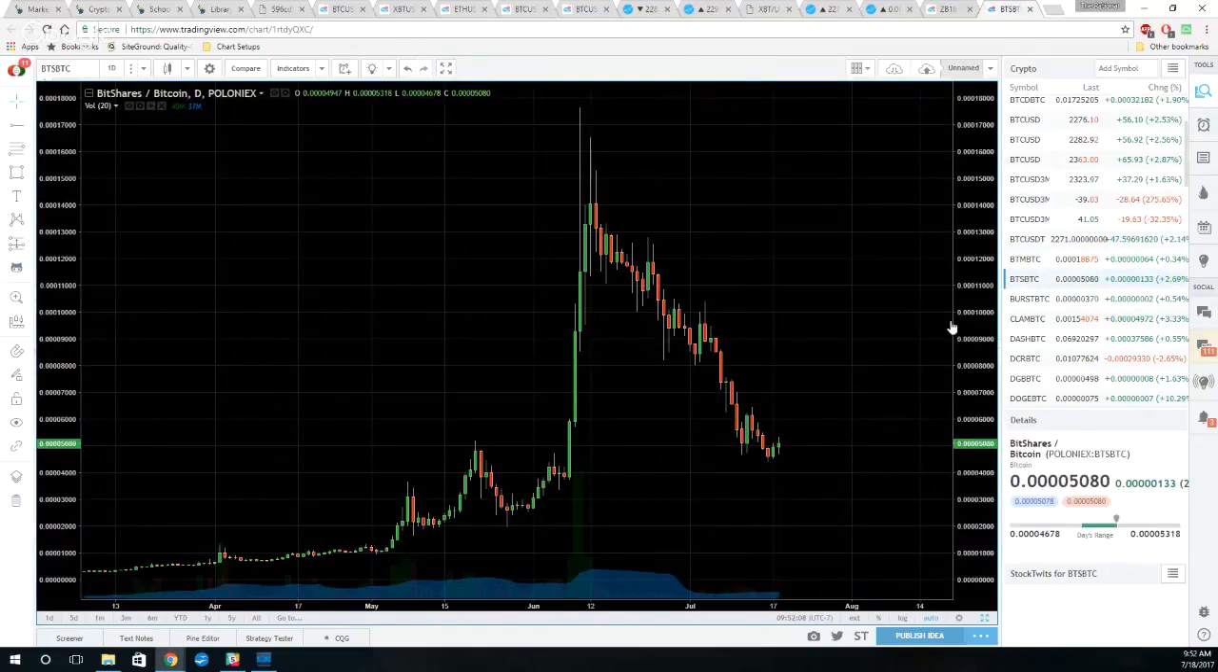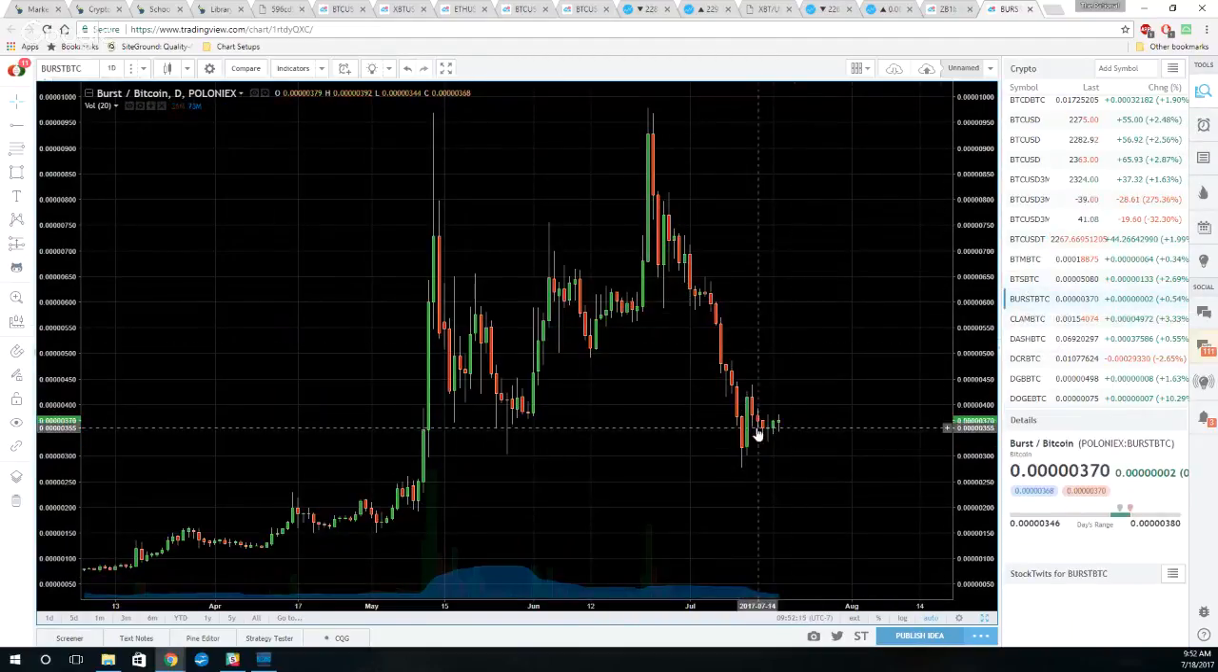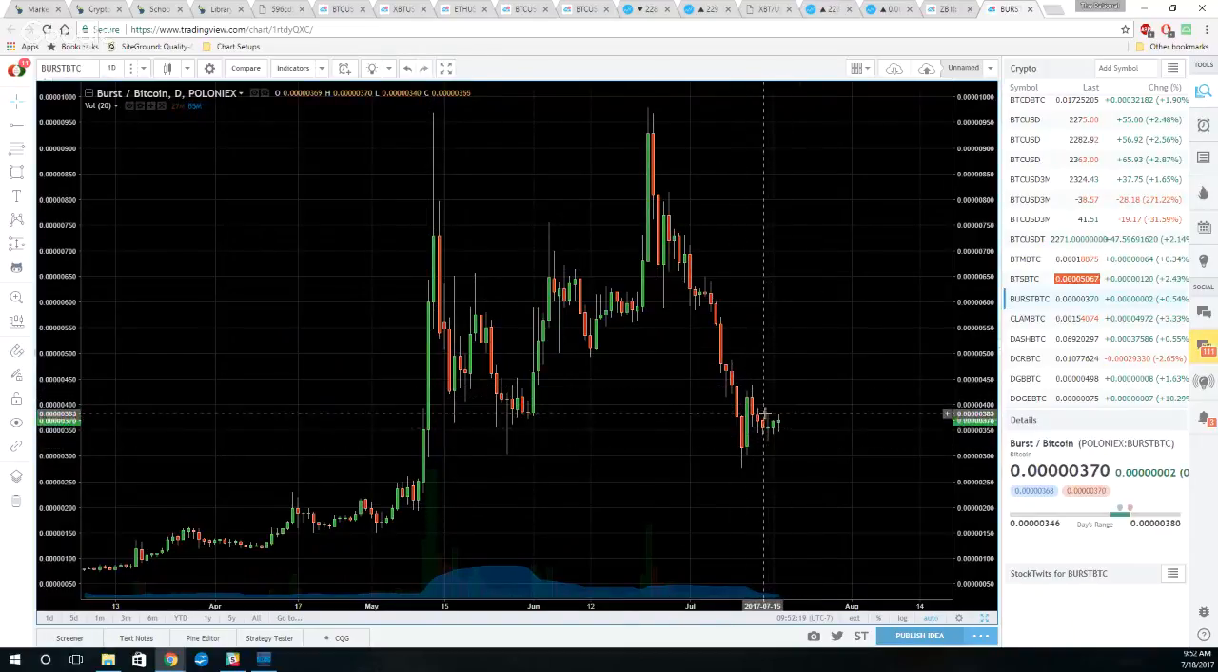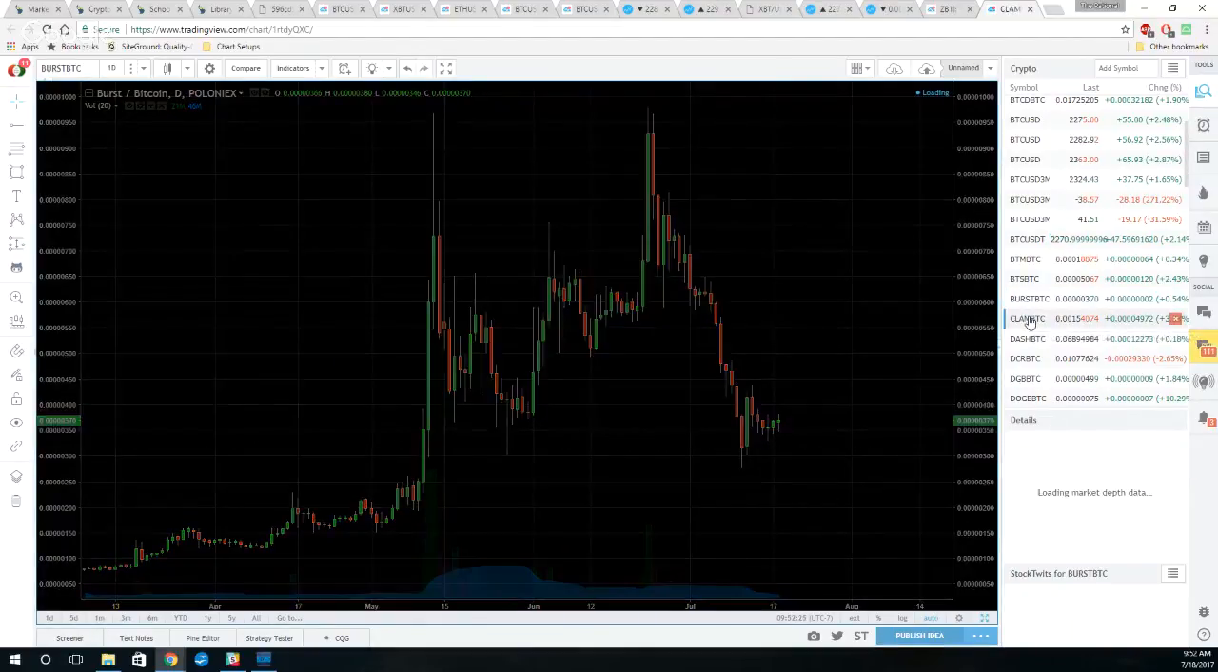BTS. Don't like the fact that it made a new low here. Probably give this a bit more time. Burst. Ooh, look at that, right against these key lows here. Oh, look at that. Interesting. Look at that doji right there. Very interesting. Burst is one we could put on a shortlist.